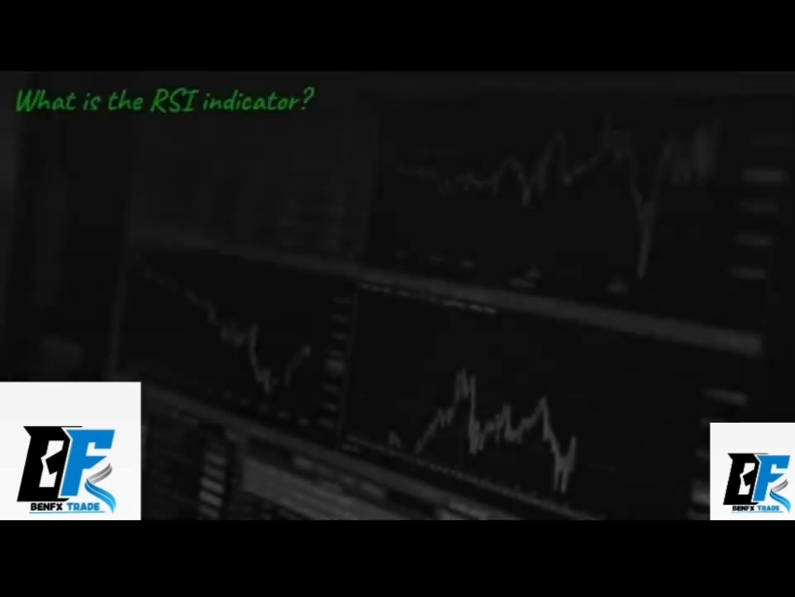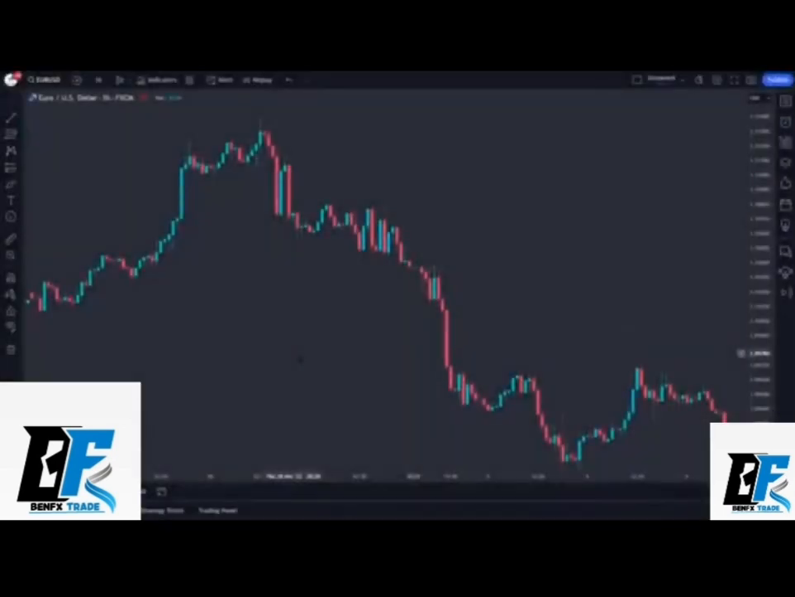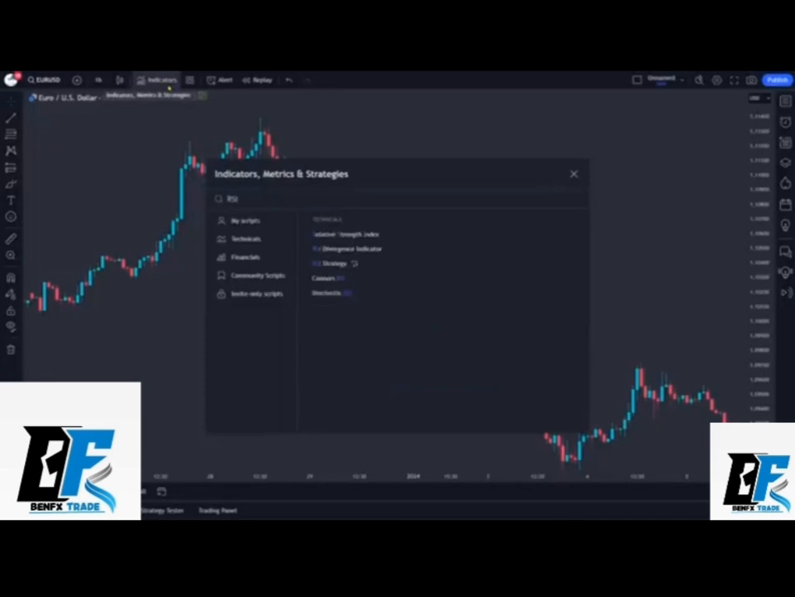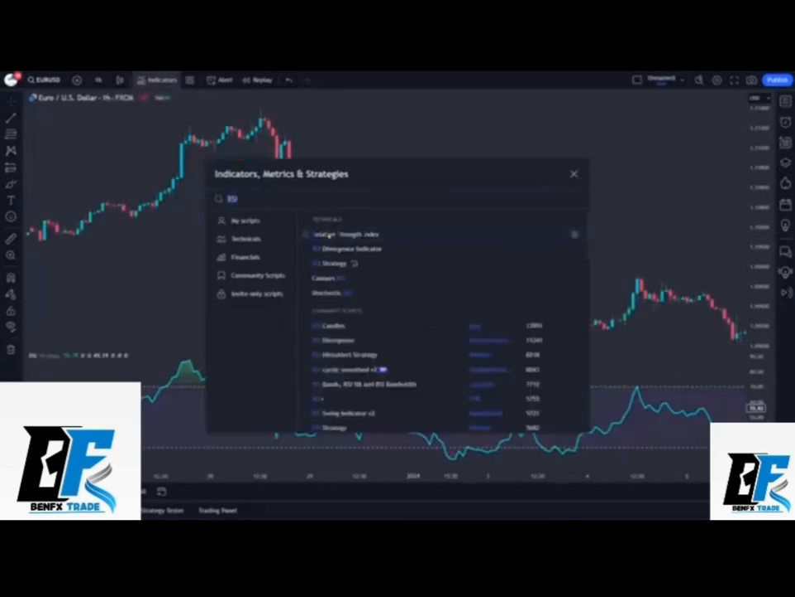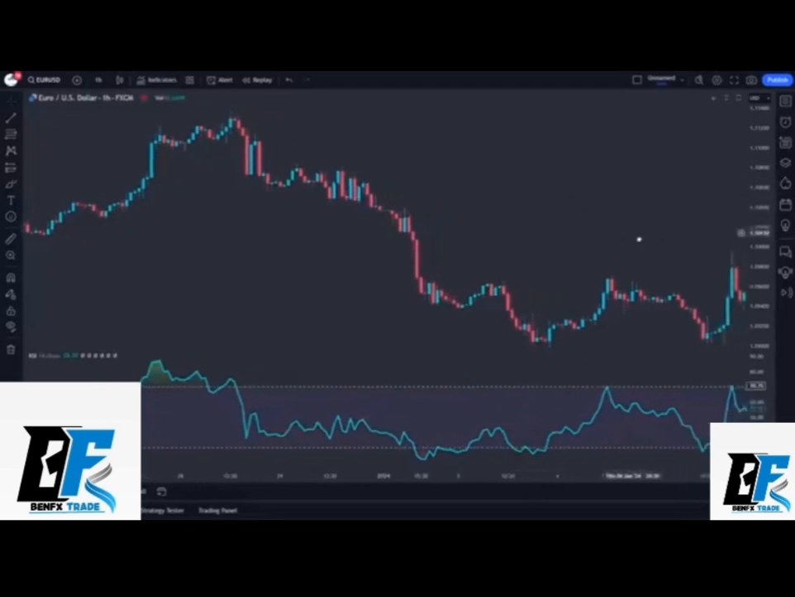Starting with the basics. What is the RSI indicator? The Relative Strength Index, or RSI, is a momentum oscillator that measures the speed and change of price movements. It helps traders identify potential trend reversals and overbought-oversold conditions in the market. To add this indicator to your chart, simply click on the Indicators tab in the TradingView platform. Then type RSI into the search bar. When the Relative Strength Index appears in the search results, click on it, and it will be applied to your chart.